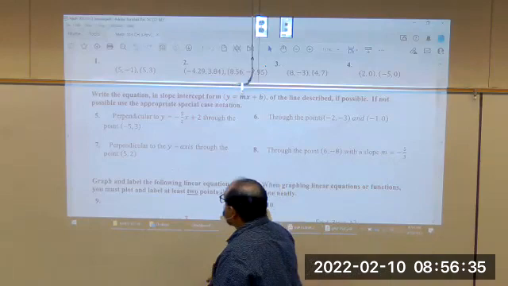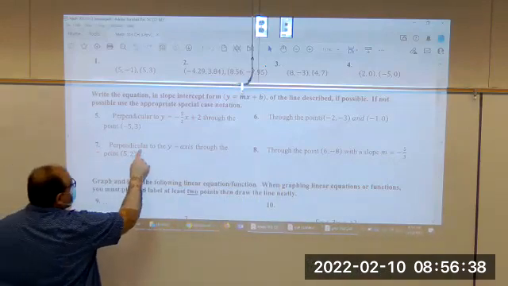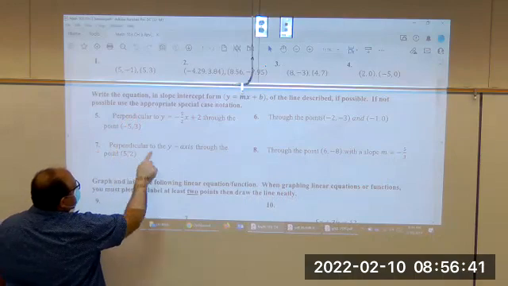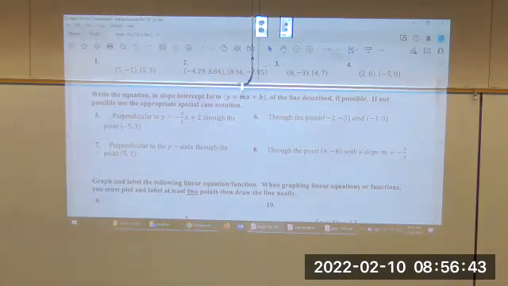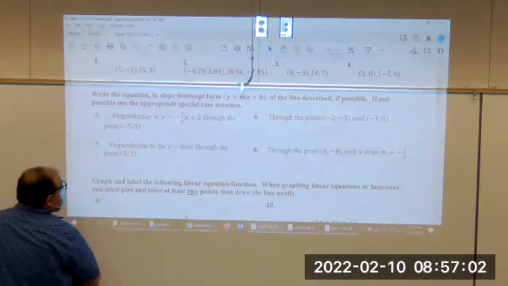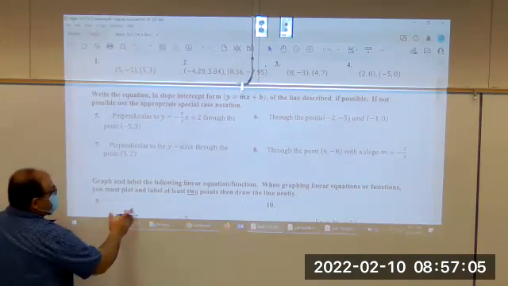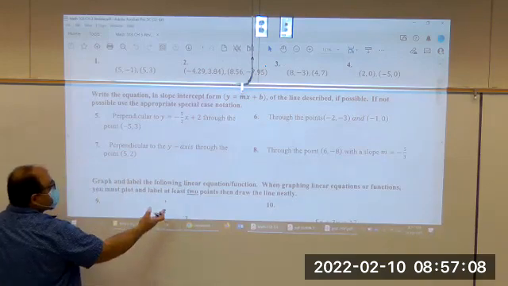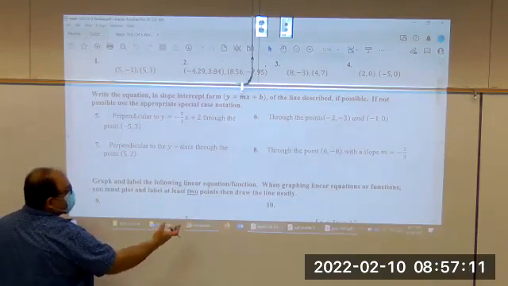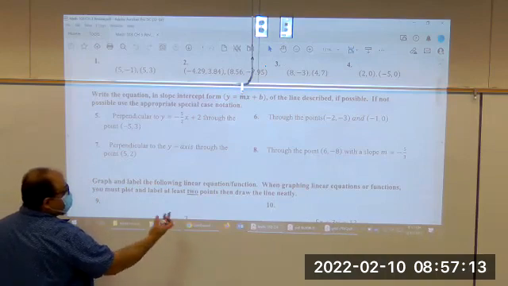But look at the wording. Number 7. Perpendicular to the y-axis. The y-axis is a special case. The y-axis is one of those horizontal or vertical lines. So if we're dealing with parallel or perpendicular to the x or the y-axis, or parallel or perpendicular to a horizontal or vertical line, then our line is also a special case. Make a sketch, because there's no work to do. It's either going to be x equals or y equals. So the best way to get it right is to make a sketch.